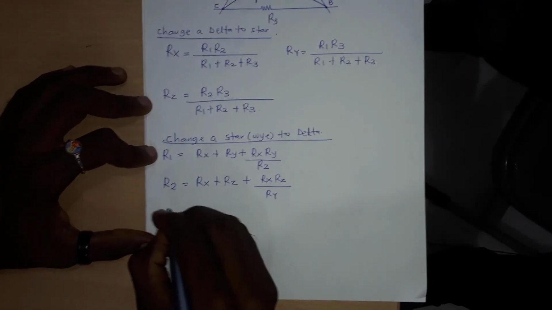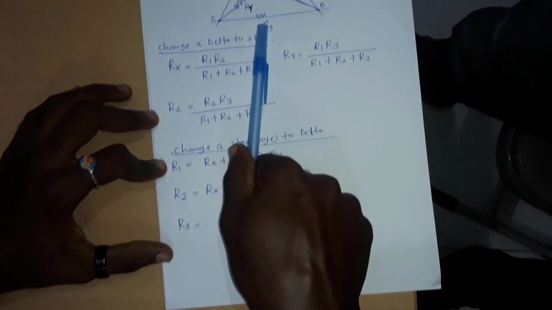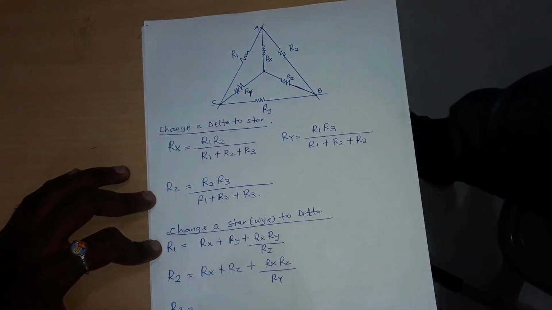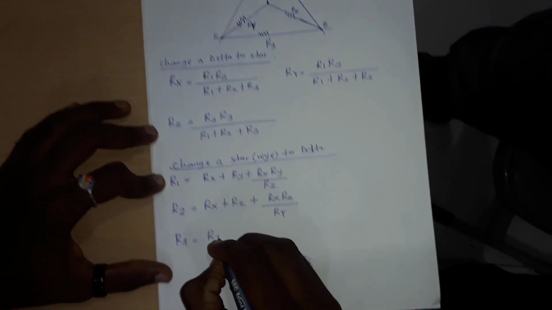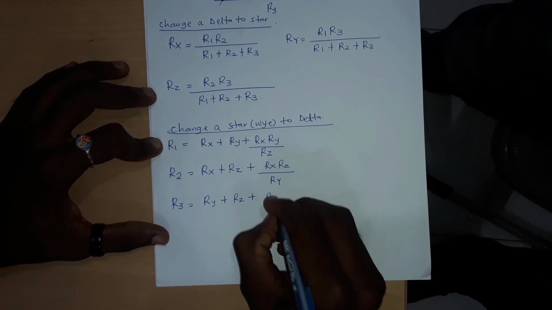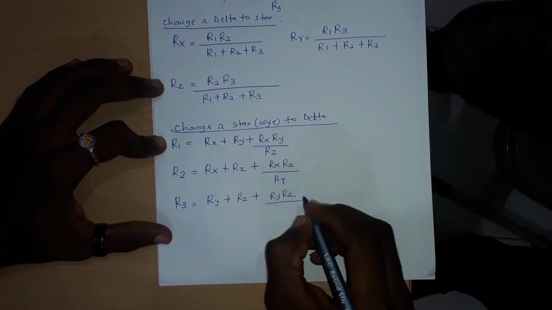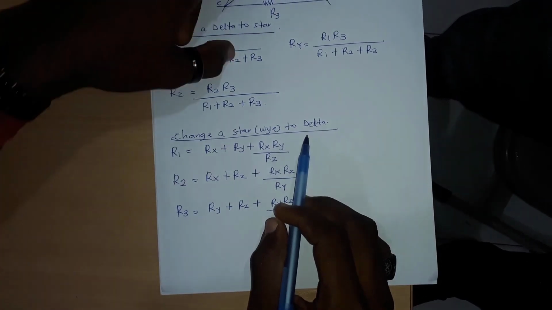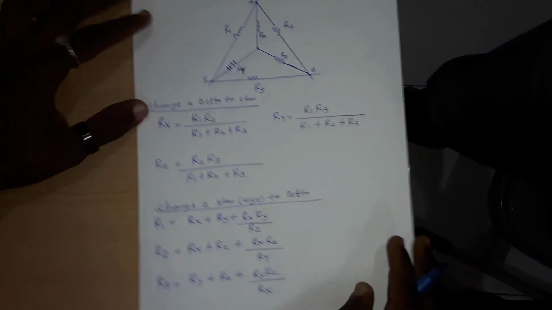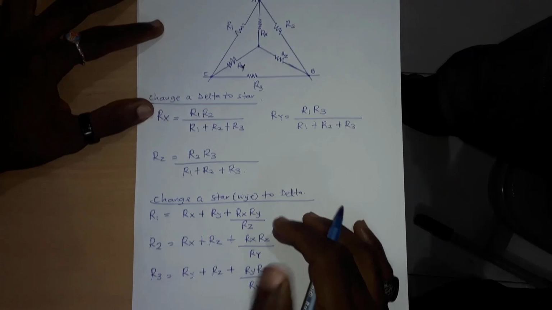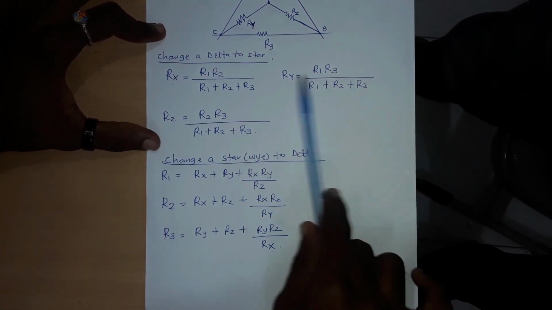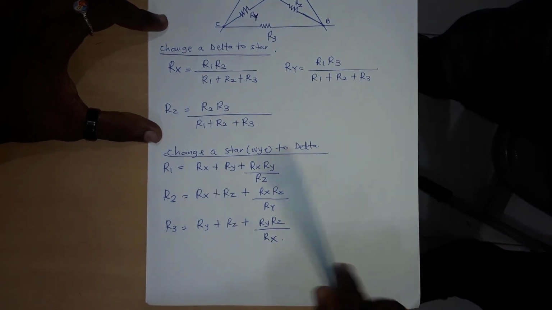Similarly, if you want to find R3, the resistors facing R3 are Ry and Rz. So we will add them, that is Ry plus Rz. Then we multiply Ry, Rz. Then we will divide by the resistor we did not use, in this case, Rx. So having these formulas, you can change either a delta to a star, or a star to a delta.